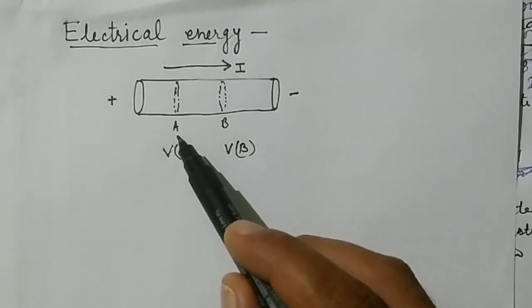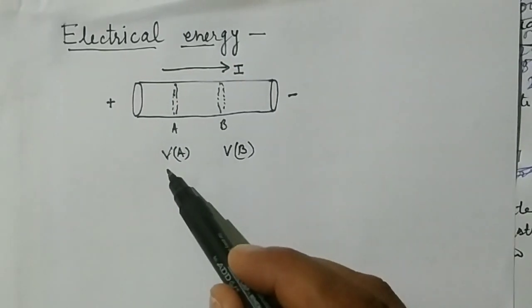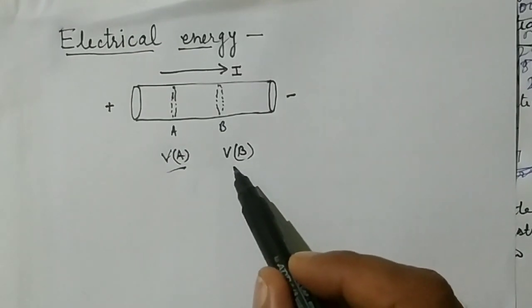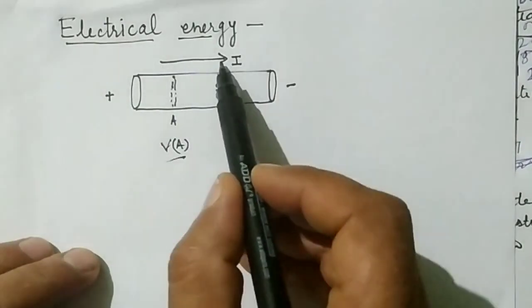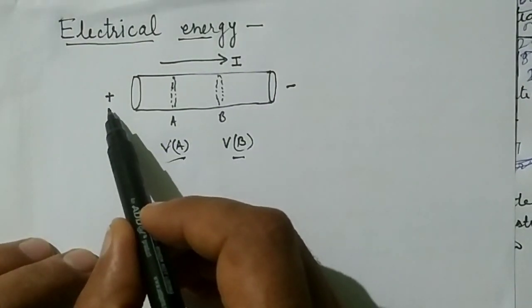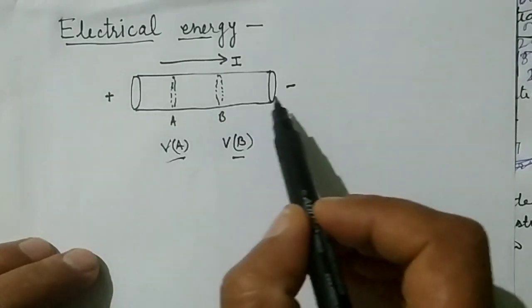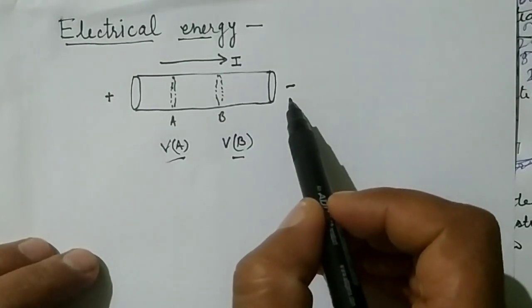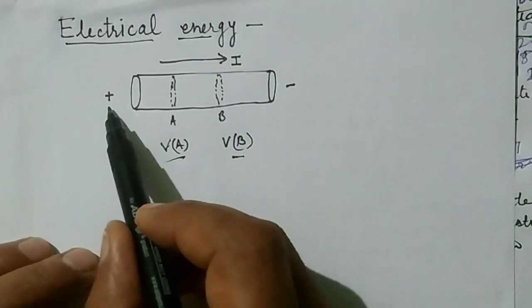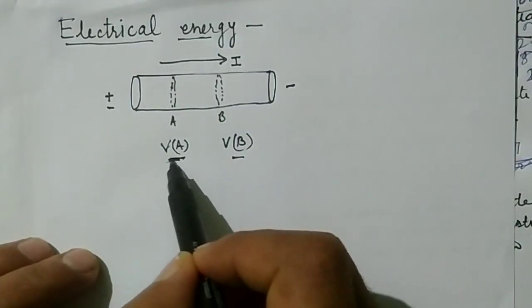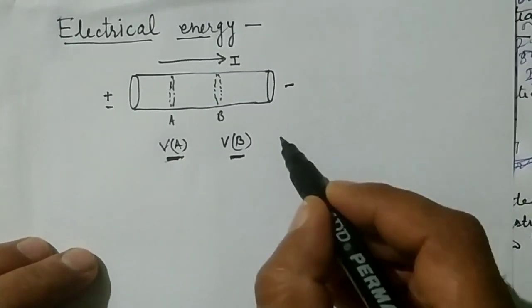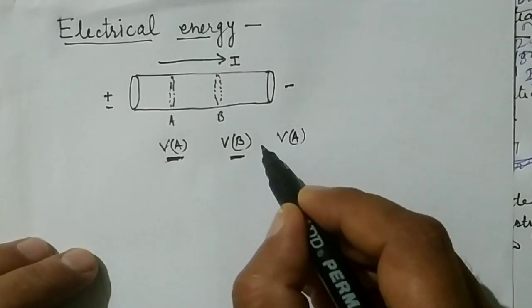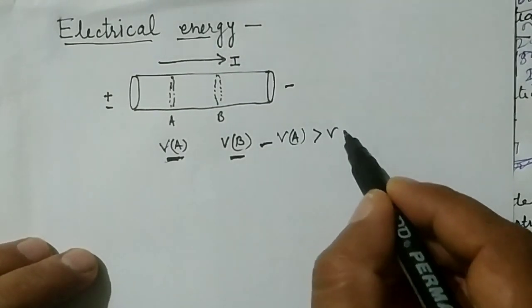Choose two sections or portions of this wire, A and B. The potential at point A is VA and the potential at point B is VB. As the current is flowing in this direction, this must be connected to the positive terminal, and this must be connected to the negative terminal of the battery. As it is positive, this must be at higher potential and this at lower potential. So you can say here VA is greater than VB.